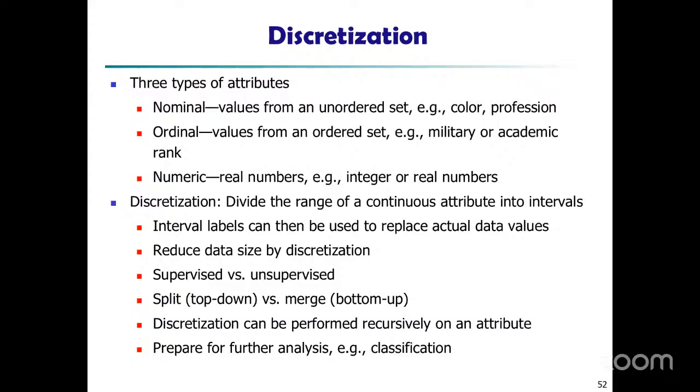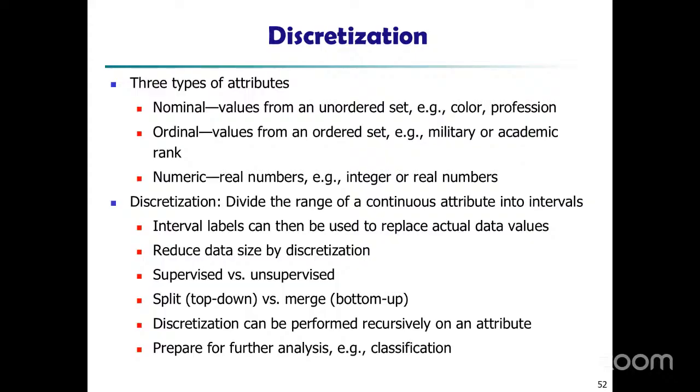There are three types of attributes: nominal, ordinal, and numeric. What do you mean by nominal? Values from an unordered set, for example color or profession. We cannot sort them in a particular order.